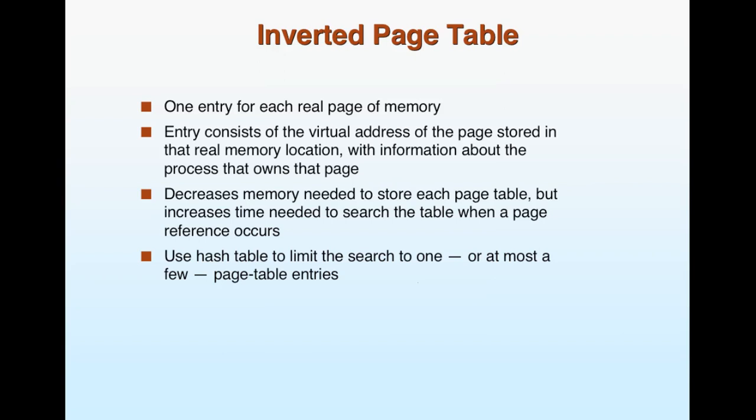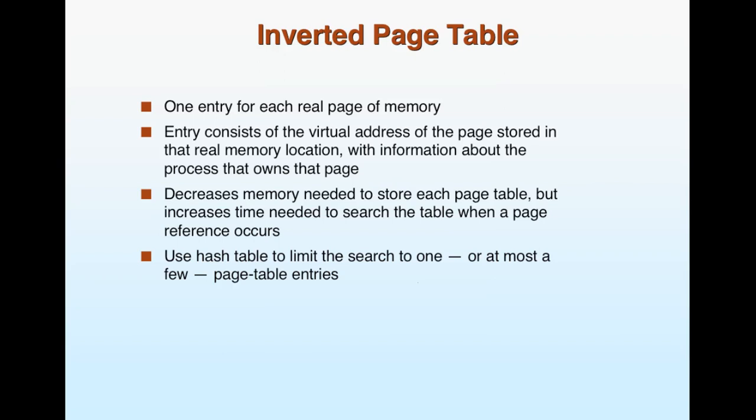Inverted page tables as another form. One entry for each real page of memory is used. The entry consists of the virtual address of the page stored in that real memory location, with information about the process that owns that particular page. It decreases memory needed to store the page table because you're only storing one entry for each one of the real pages of memory.